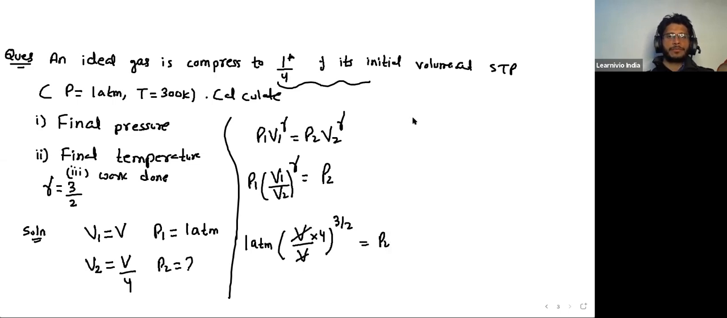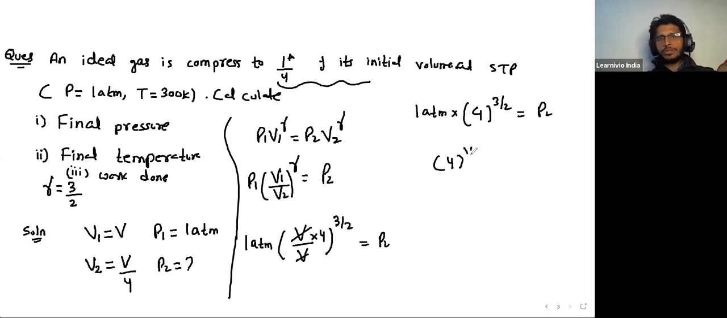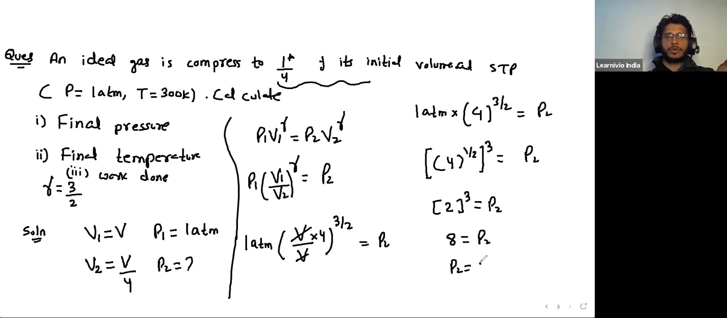Now, if I cancel this V with V, what are we left with? We are left with 1 atm multiplied by 4 to the power 3 by 2 is equal to P2. Remember the unit will be atm only. So write 4 to the power half, and this is cube of it, which is equal to P2. 4 to the power half is 2. Then you take cube of 2, which is 8. So your P2 comes out to be 8 atm.